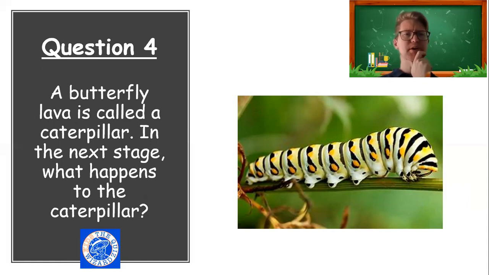Let's read that one again. A butterfly larva is called a caterpillar. In the next stage of its life cycle, what happens to the caterpillar? Try and picture that life cycle in your mind's eye and think about what happens next. Again, there's lots of different life cycles that you could research. You may have learned about some of them in Key Stage 1 as well.